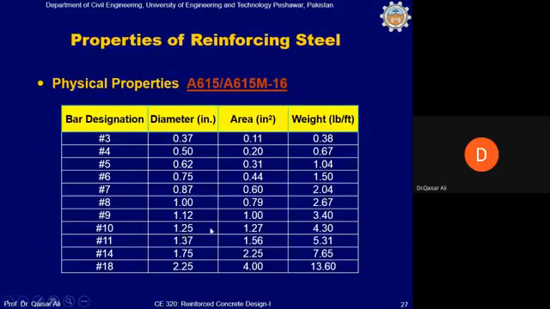What is a number 3 bar? A number 3 bar has a diameter equal to 0.37, and 0.37 comes from 3 by 8. Number 4, 0.5, comes from 4 by 8. So every number divided by 8 will give you the diameter of the bar. Every number 3, 4, 5, 6, 7, 8 divided by 8 will give you the diameter. For a number 4 bar, 4 divided by 8 is half, 0.5 inch. These diameters are given, and you should always remember them so that you can use them easily.